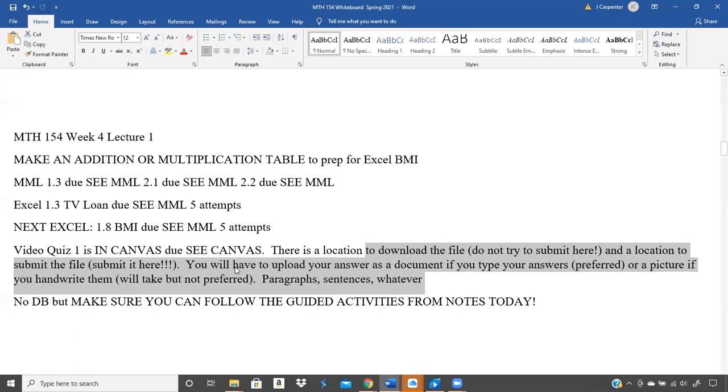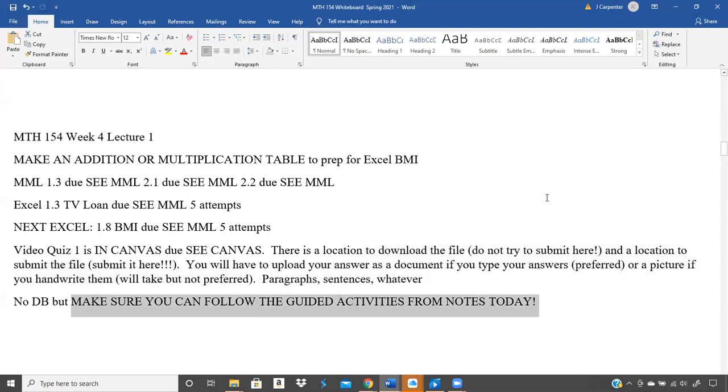There will not be a discussion board assigned today. However, we are going to continue that guided activity where we left off last time, and it is extremely important that you are able to follow along with this. Remember, you can always rewatch this stuff. You've got plenty of time to take your notes with the pause feature and everything.